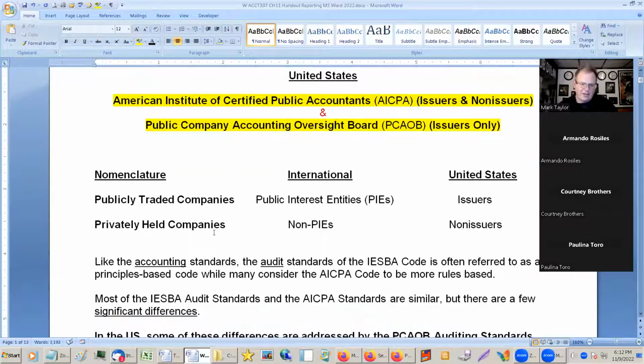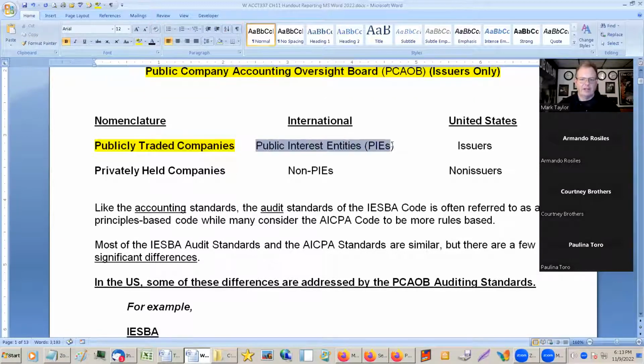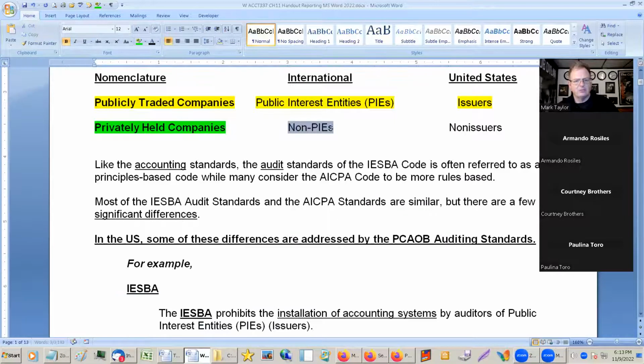Okay, the naming of things is a little bit different, and I don't know why they don't just use publicly and privately traded companies. For publicly traded companies, the international standards call them public interest entities, or PIEs. In the United States, we call them issuers. They issue financial statements. Privately held companies, you can't buy stock in. Non-PIEs and non-issuers.